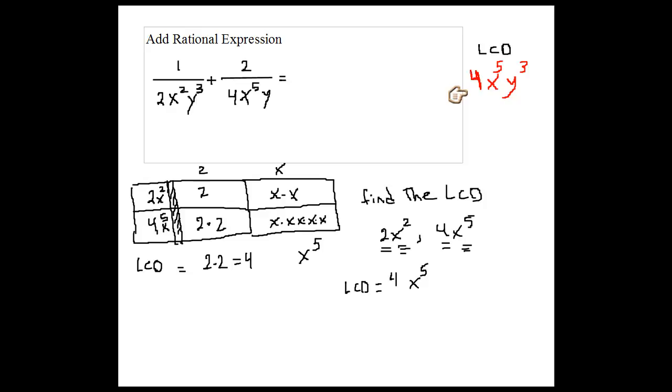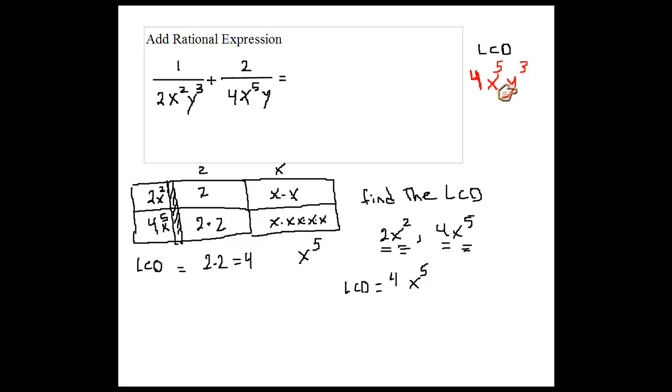Well, not quite, because we want to make these two look like this LCD, right? So if I multiply the top and bottom of this fraction by 4, then this would be 4 in the denominator. So you have to ask yourself, what times 2 gives me 4? What times x to the power of 2 gives me x to the power of 5? What times y to the power of 3 gives me y to the power of 3? That's what you have to look at.